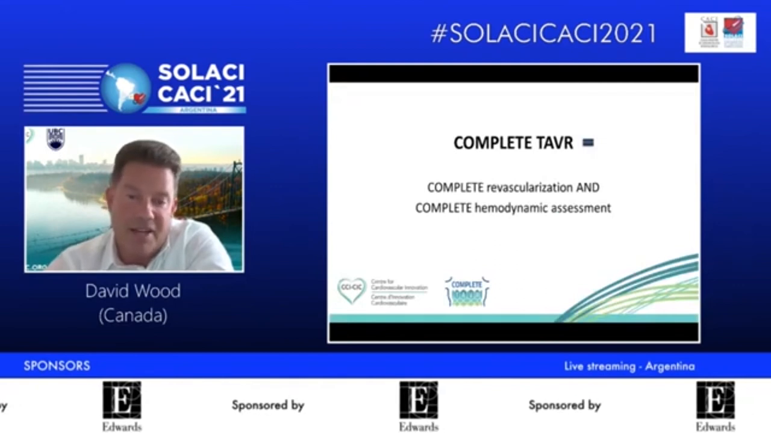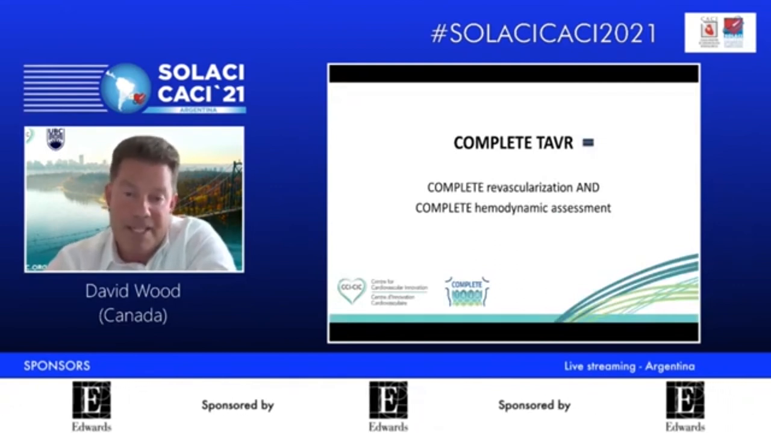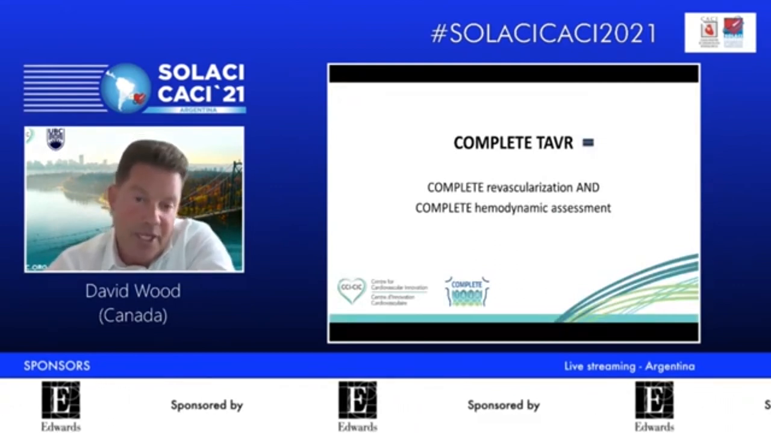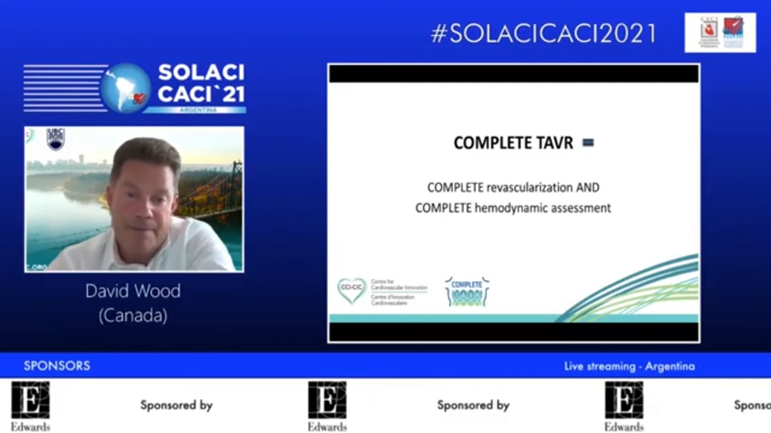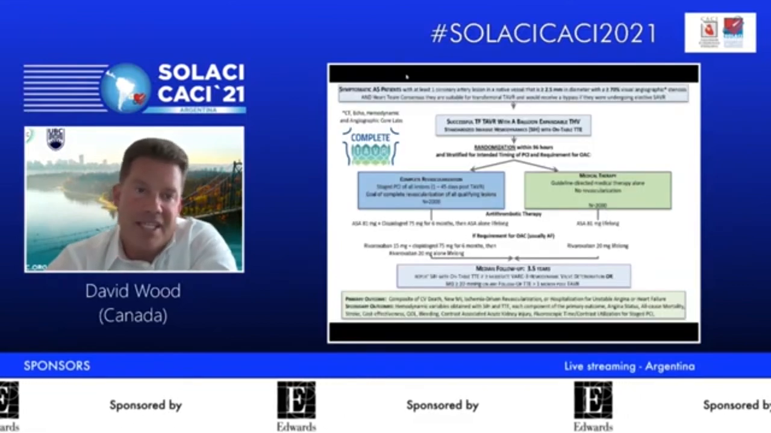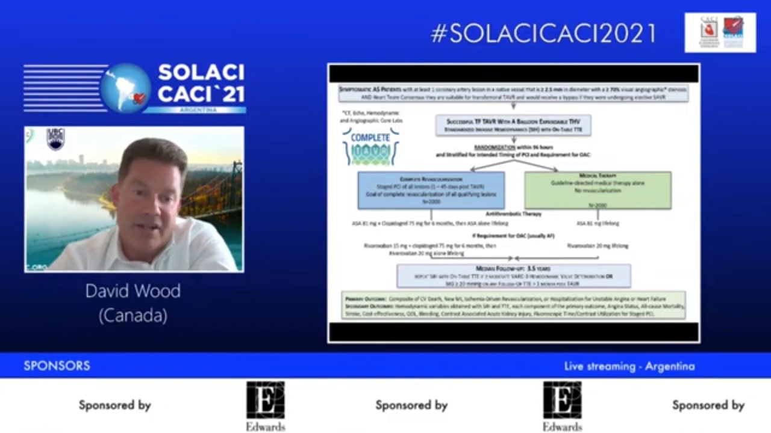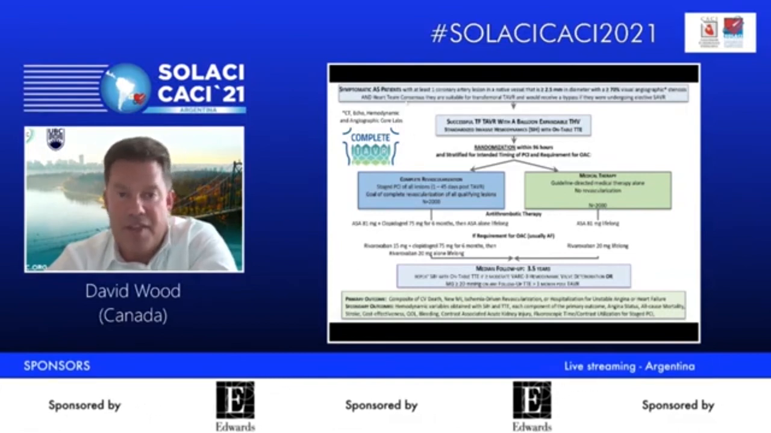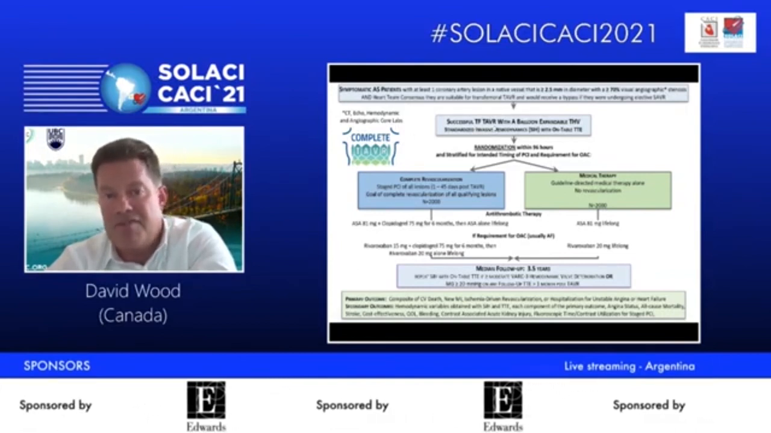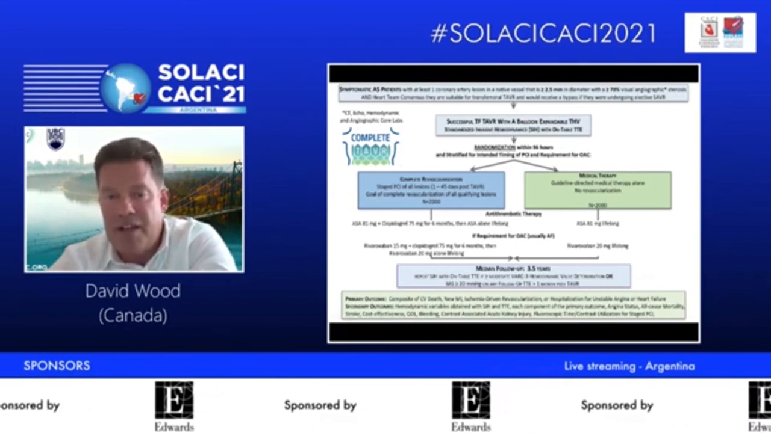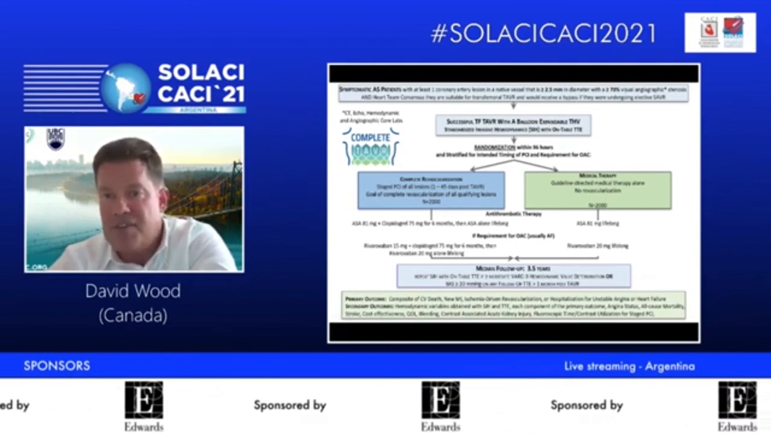So complete TAVR started out looking at complete revascularization, but it's now complete hemodynamic assessment, because to me, this is the crucial question for repeatability. I won't go through this in detail. This is available all over the place and on clinicaltrials.gov, but 4,000 patients, they have successful transfemoral TAVR with a balloon expandable valve.